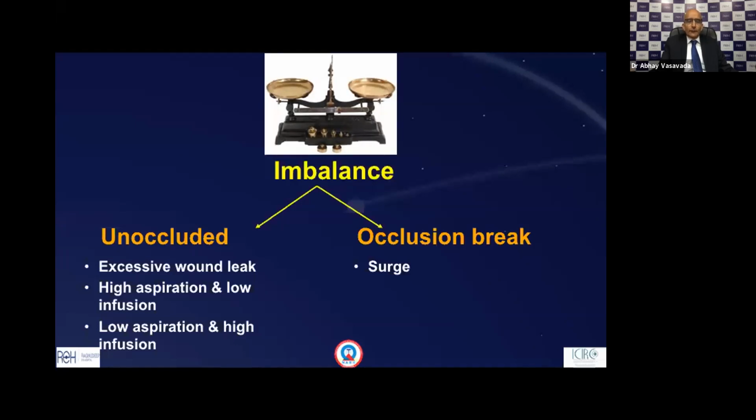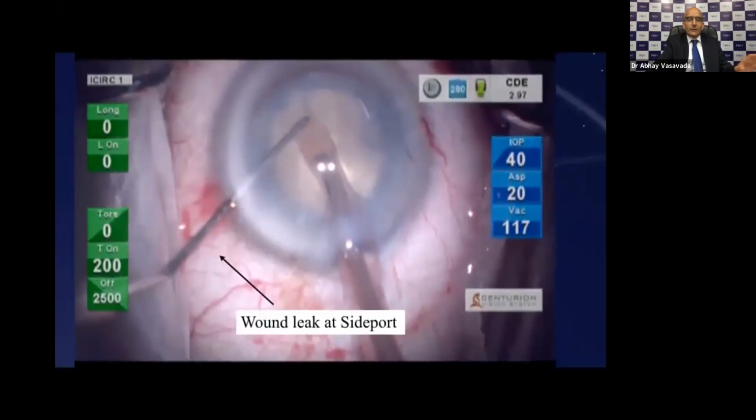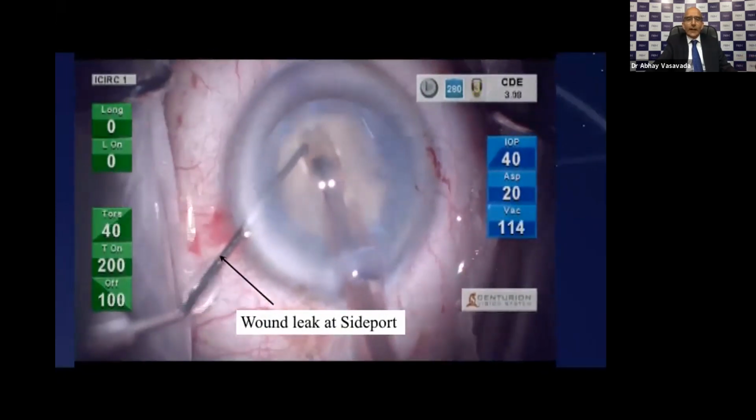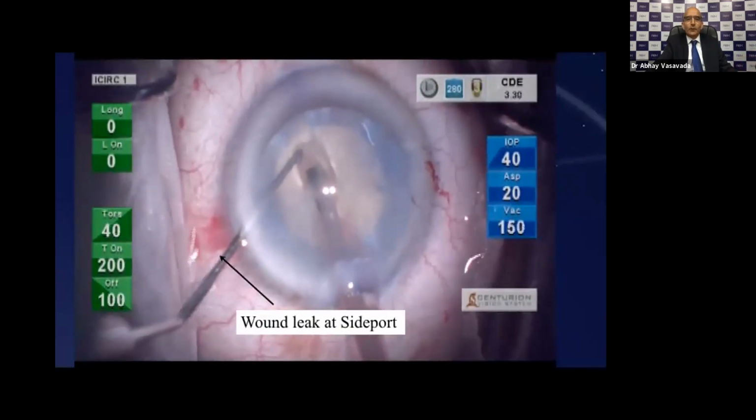Aspiration flow rate, if it is high, you must have a high bottle height. And if your aspiration flow rate is low, you must have a lower bottle height. Otherwise, there will be either low bottle height, low fluid, low input, or high input, which will upset the pressure gradient inside the eye. But notice the wound leak from the chopper or a side port.